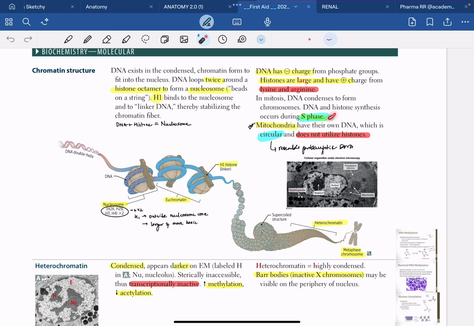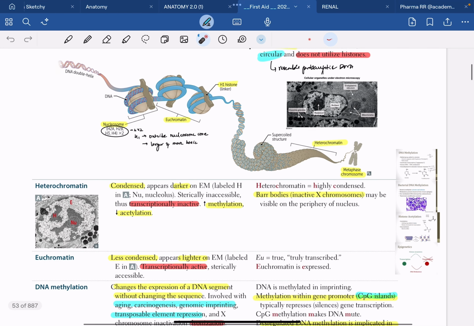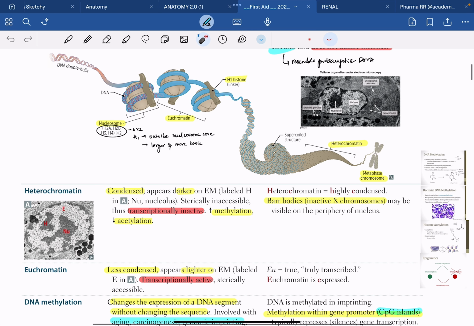Mitochondria have their own DNA, which is circular and does not utilize the histones, though it resembles the prokaryotic DNA. So this structure is important.